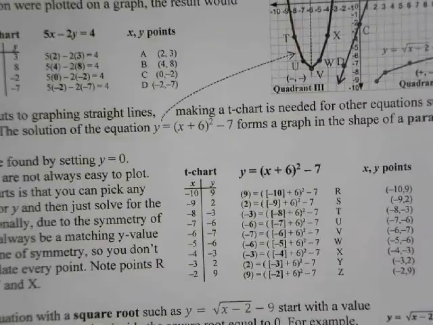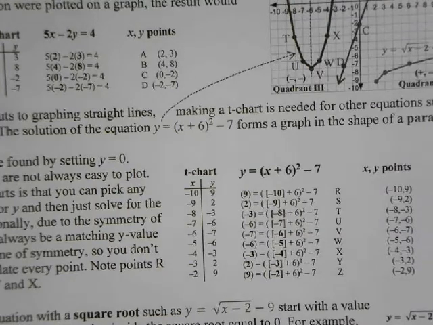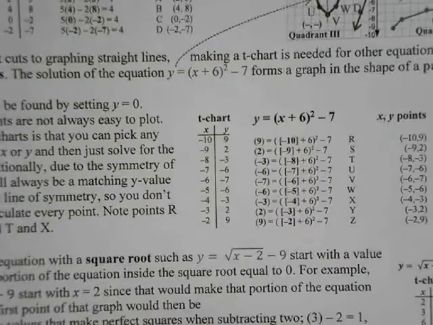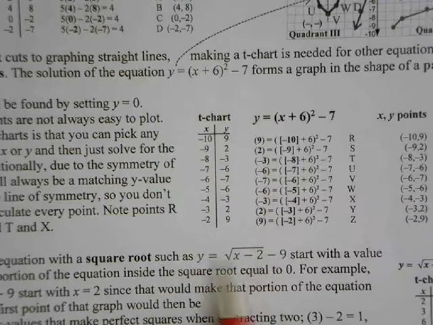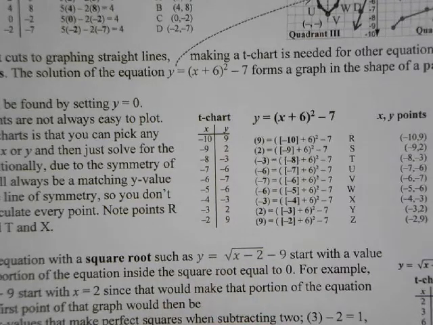If it is a square root type function, such as this, again, we can make a T-chart, but it is easier in terms of graphing. In other words, we'd like to have whole numbers so that they're going to be on lines. It is easier to graph if what we do is try to pick x values inside the square root that will give us squares.